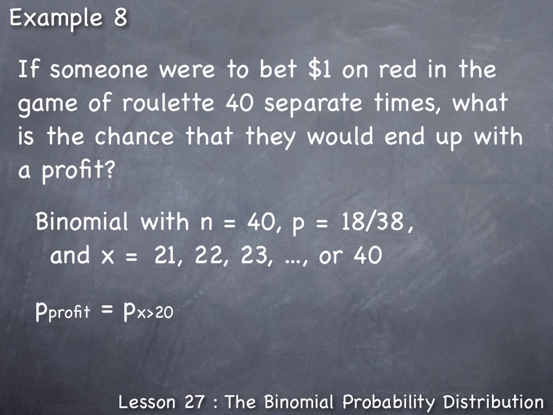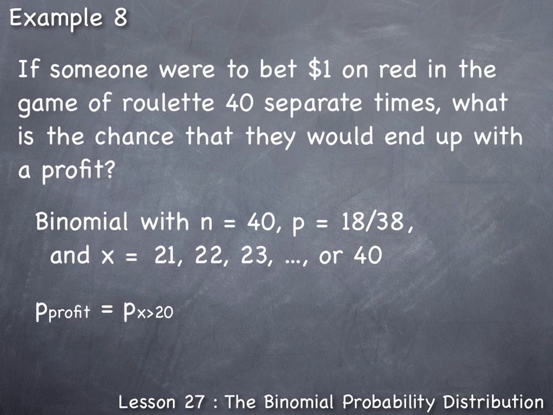So the probability of ending up with a profit is equal to the probability that the random variable x is greater than 20, which can be found using the binomial commands on the calculator. But the binom PDF command only calculates the probability of exactly equaling the one x value that's entered into the calculator. And the binom CDF command only calculates the probability of less than or equal to the value of the random variable x that's inputted into the calculator. It does not calculate the probability of x greater than 20.